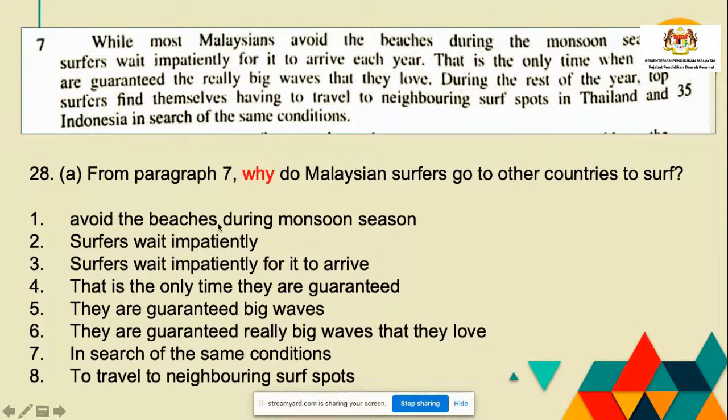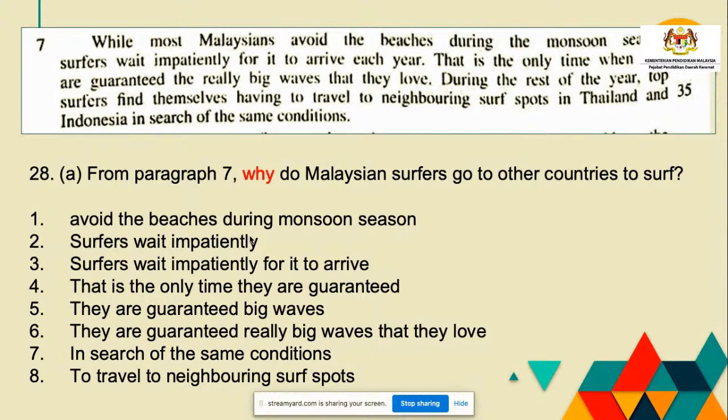Surfers wait impatiently. Okay, peluncur-peluncur tu menunggu dengan tak sabar. So adakah itu menjawab soalan kerana mereka pergi ke luar negara? Okay. Adakah ini jawapan yang boleh diterima? Adakah dia menjawab kehendak soalan? Dia menjawab tapi tidak lengkap. Impatiently for what? Dia tak sabar tunggu apa? So number two is not acceptable. So that's why bila awak menjawab, make sure you know which part is relevant to the question.